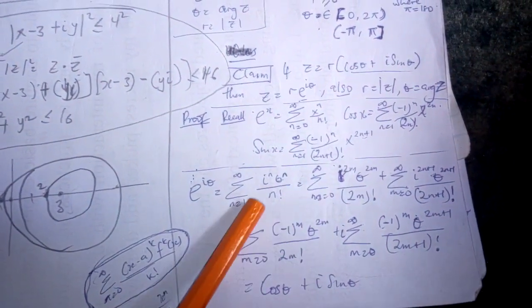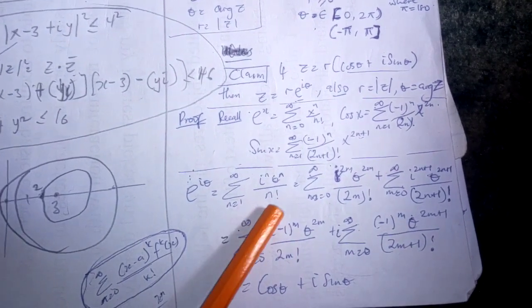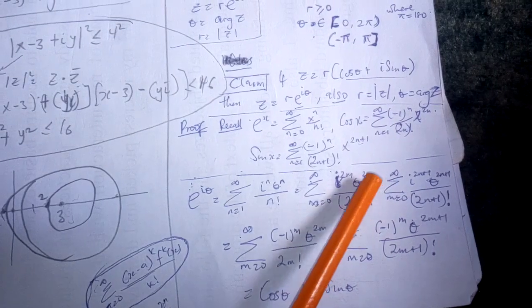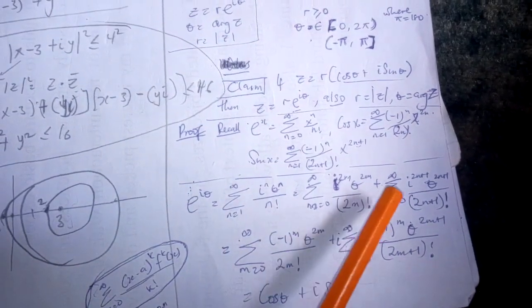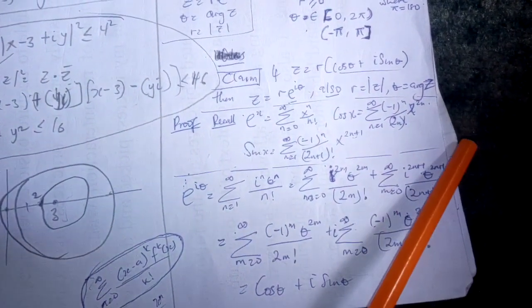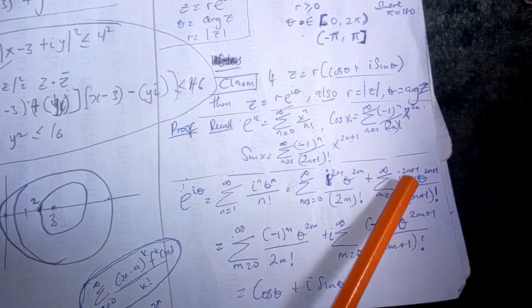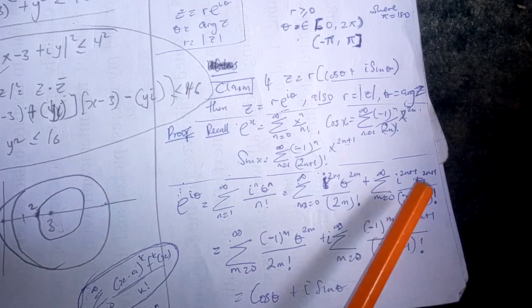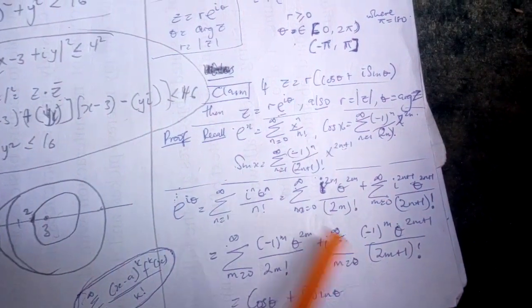Now, dividing this one into even parts and odd parts, we have what? 2m, 2m factorial, and also 2m plus 1, 2m plus 1 factorial. Do you get it now? We have divided into even parts and odd parts. We did not change anything there.